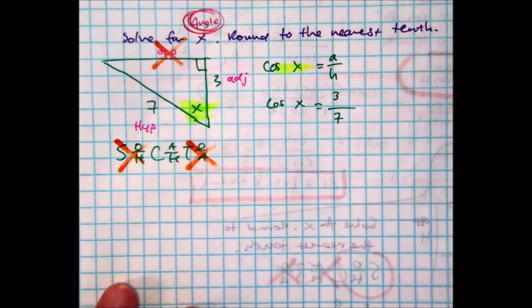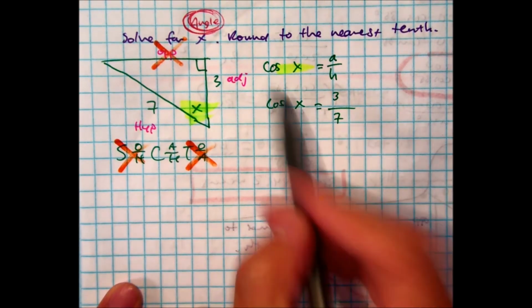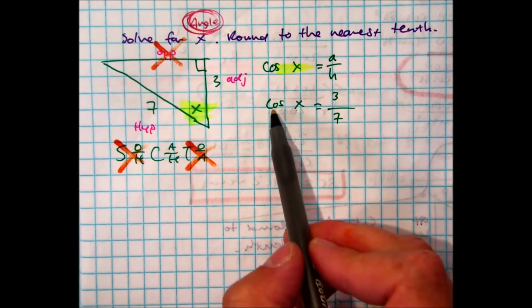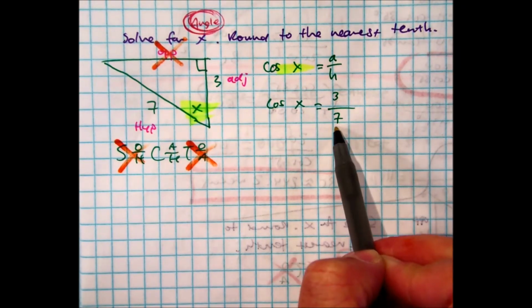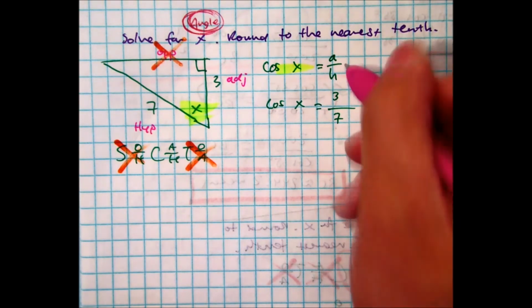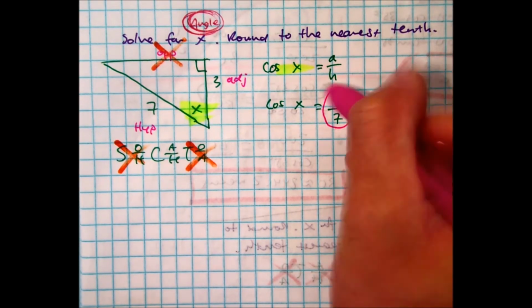Pay attention. Here we go. I can't put in my calculator cosine of x. A common mistake is just try to type in cosine of 3/7. That would also be incorrect. I need a calculator-ready equation. Well, in order to do that, I'm going to have to take the inverse.